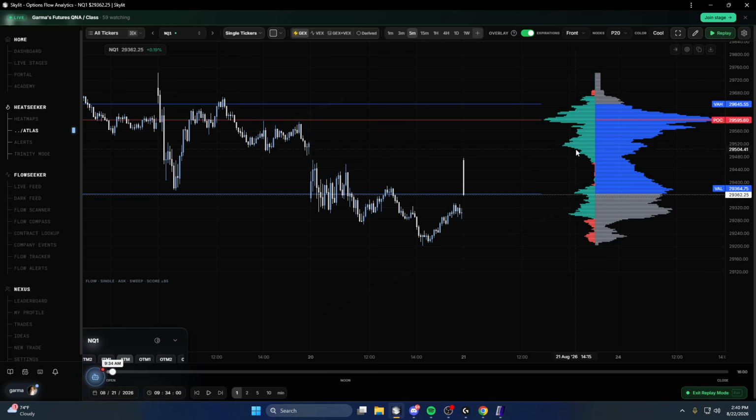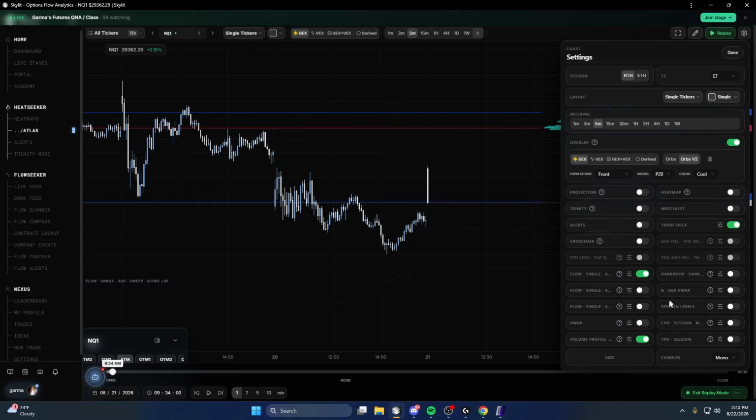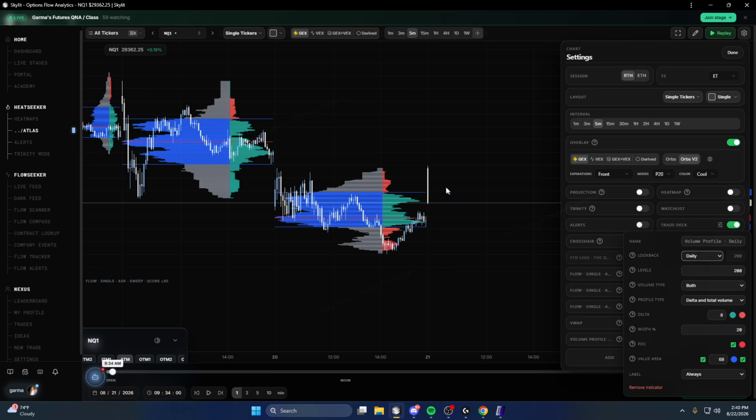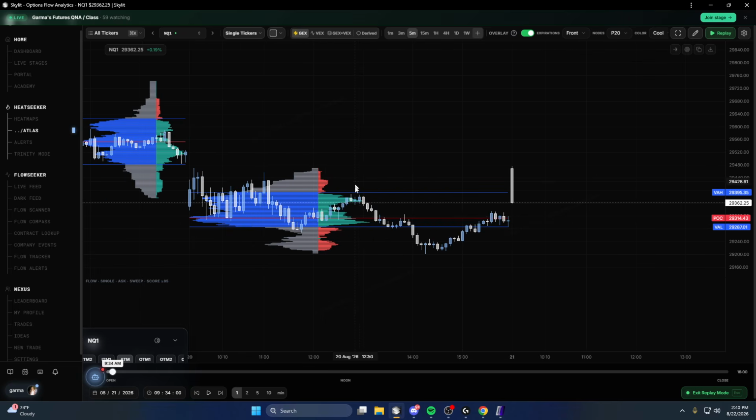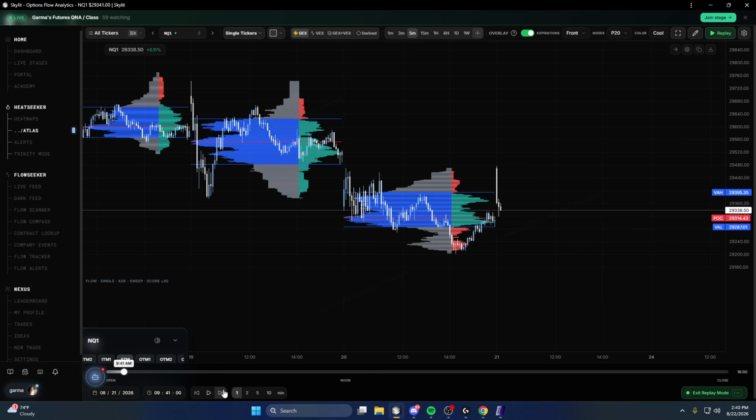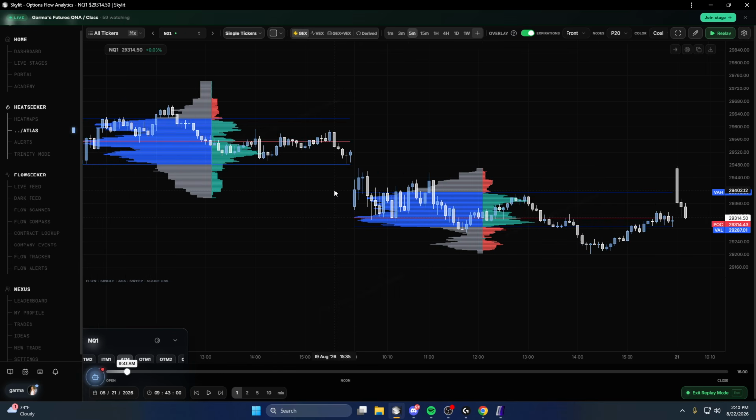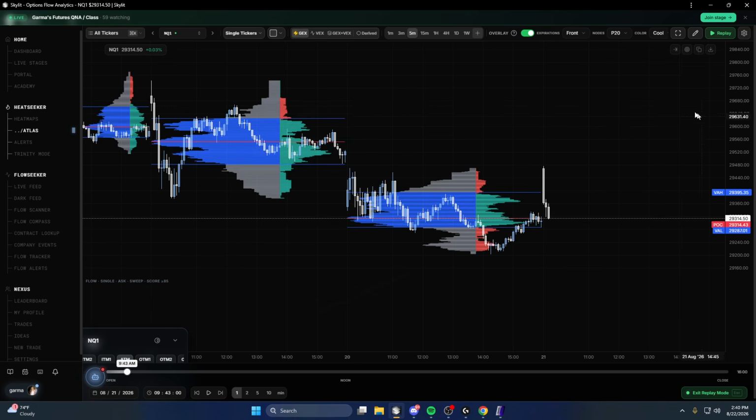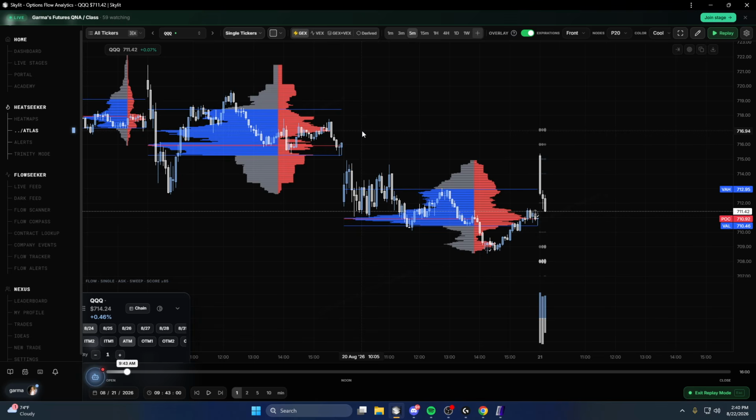Oh wait, there's Delta too. Oh my god, there's a Delta profile too, and I didn't even know. Yeah, Delta profiles are nice. Fixed. So here's the daily range. All right. So a new one should open, right? Here, let me do this on QQQ.